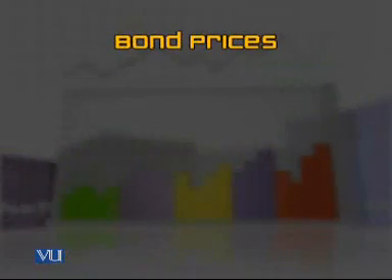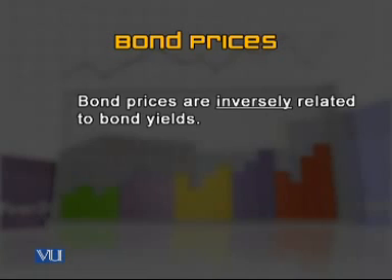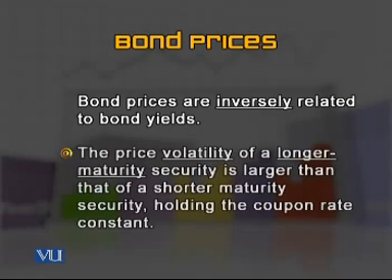So in fixed income, we could also be looking at bonds as a way of investing, and then we look at bond prices being inversely related to bond yields. Obviously, we're willing to pay a price based on the capacity of something to give us something in return. So price volatility of a longer maturity security is larger than that of a shorter maturity security, holding coupon rates constant.